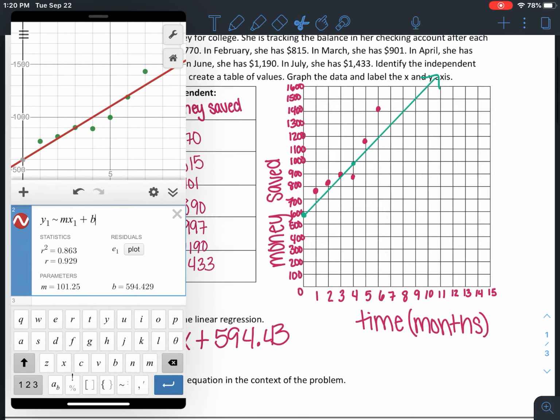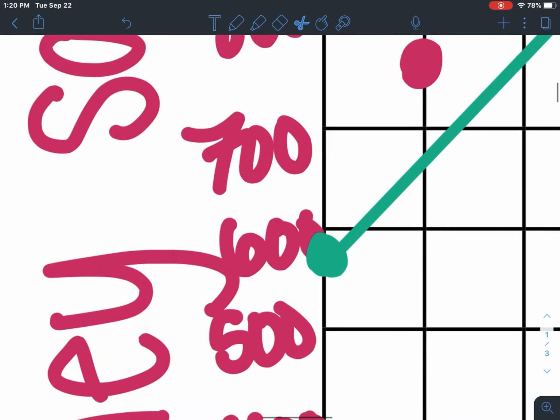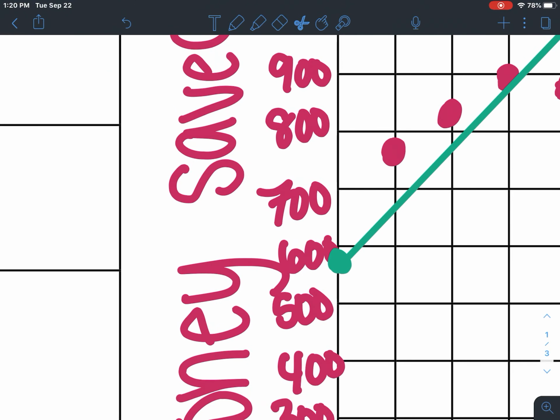Now, when we're graphing the line of best fit, I want us to try and actually graph that line of best fit. So I graphed my y-intercept, which was 594.43.